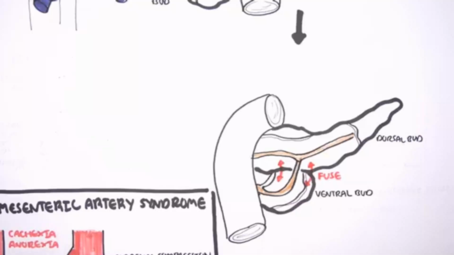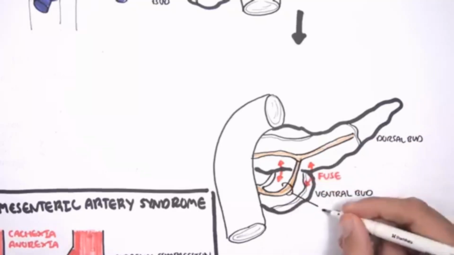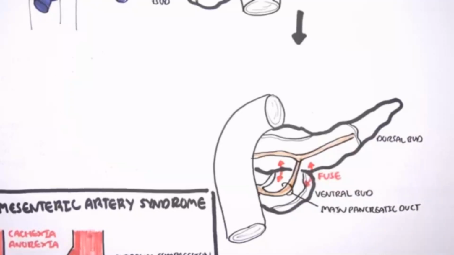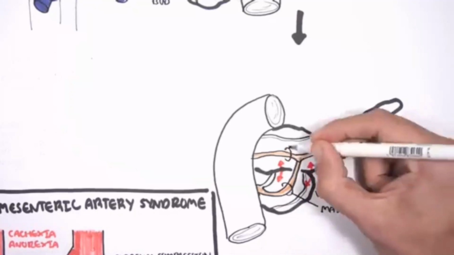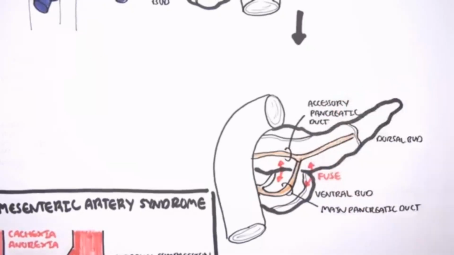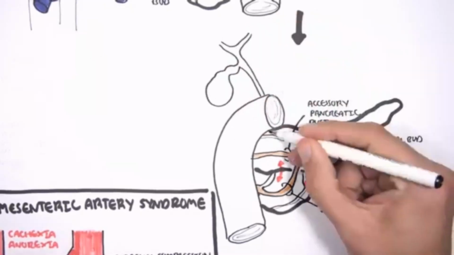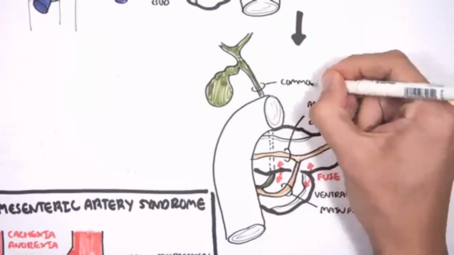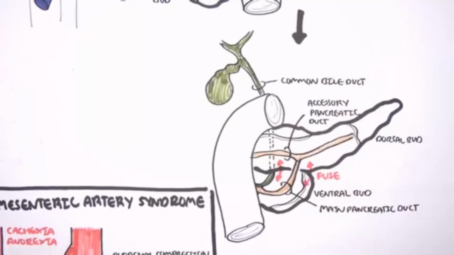The ventral and dorsal pancreatic buds ducts will anastomose, and this again will become the main pancreatic duct, and this will become the accessory duct we spoke about. And of course, the common bile duct here will join with the main pancreatic duct and drain into the duodenum. The ventral bud again becomes the uncinate process of the pancreas.